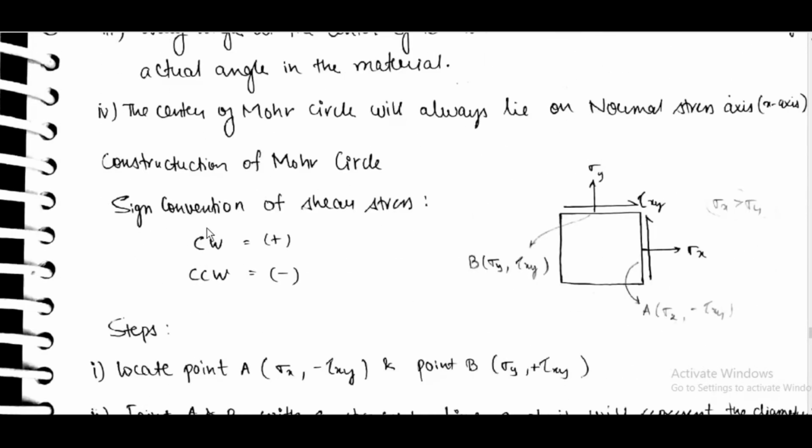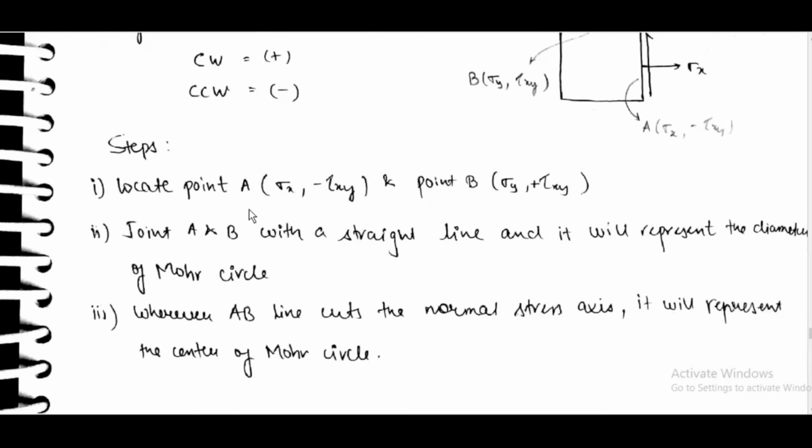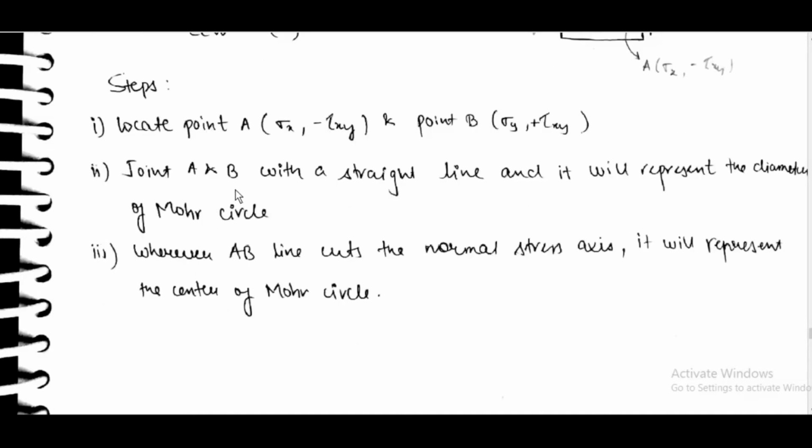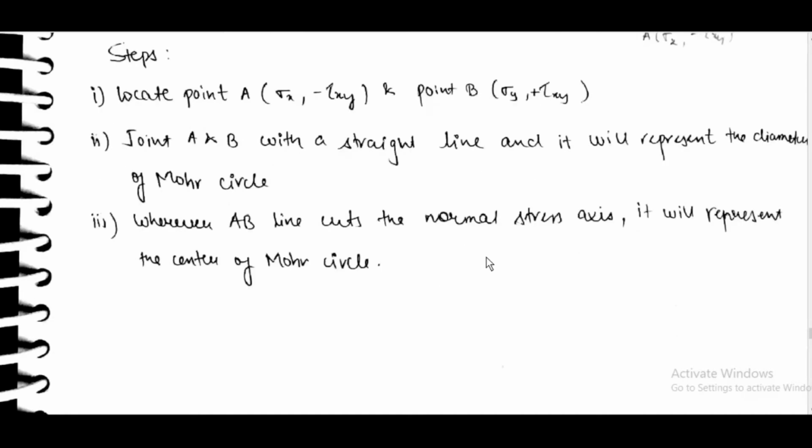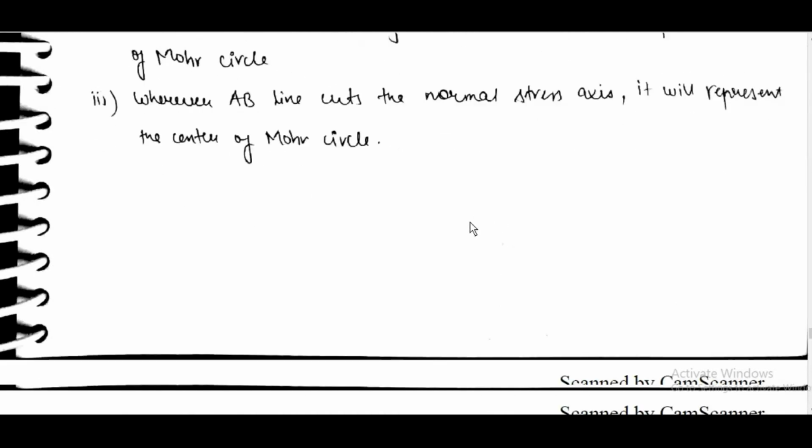Construction of Mohr circle. Sign convention of shear stress: clockwise positive, counterclockwise negative. This is represented as sigma x comma minus tau xy as it is anti-clockwise. This is represented as sigma y comma tau xy. Steps: locate point A, sigma x comma minus tau xy, and point B, sigma y comma plus tau xy. Join A and B with a straight line and it will represent the diameter of Mohr circle. Wherever the AB line cuts the normal stress axis, it will represent the center of Mohr circle.